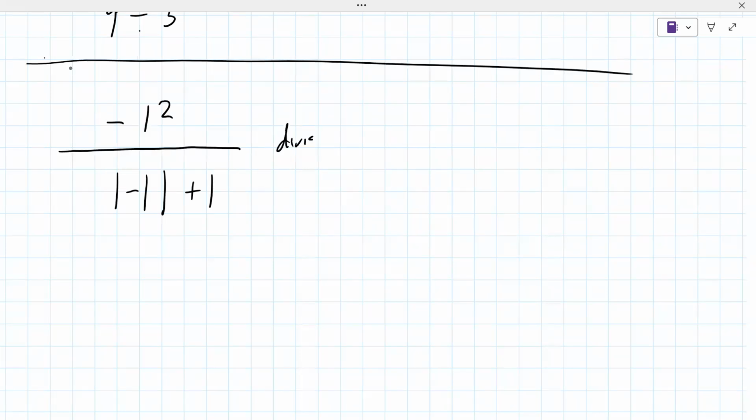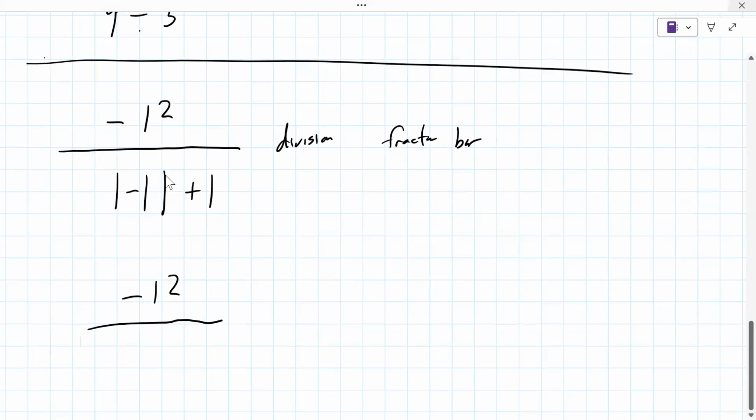This is division, this fraction bar. So it's almost like you have to do what's on the top and then the bottom. What's the absolute value of -1? 1. So it's 1 plus 1 on the bottom. You first want to add, then divide. Be -6.